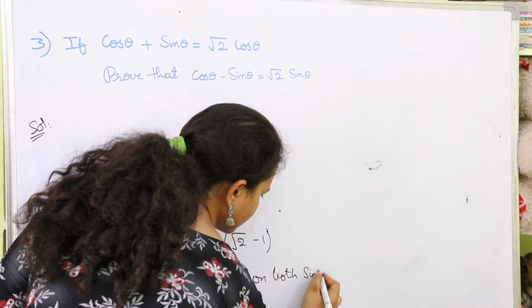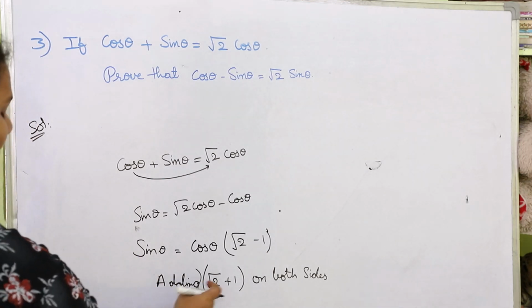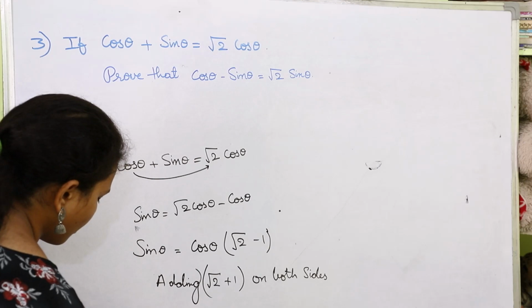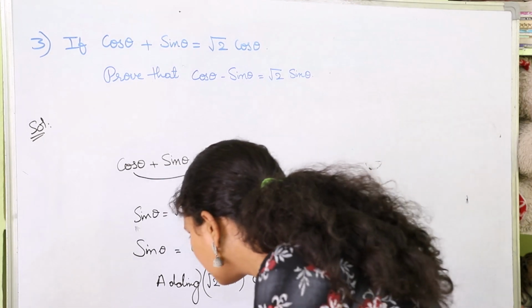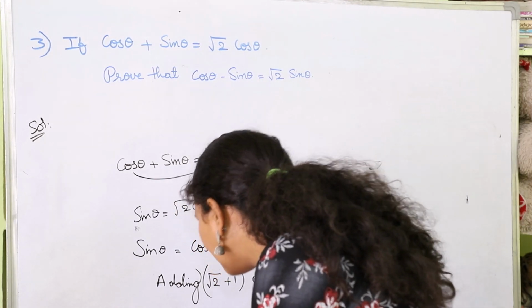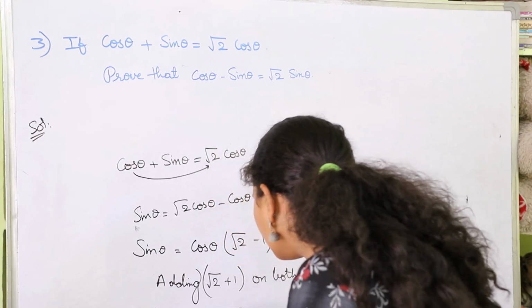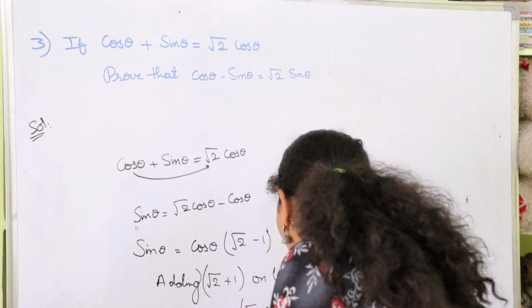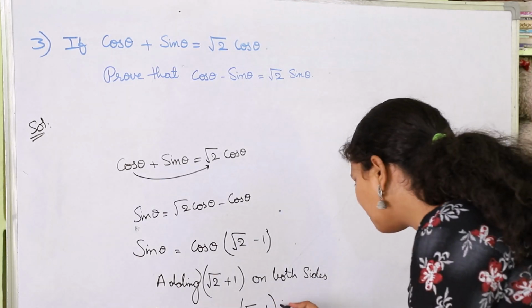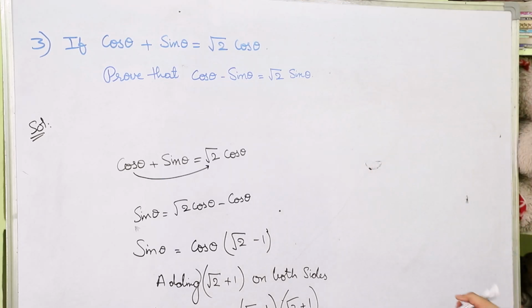Clear? Now sin theta, you add root 2 plus 1, so root 2 plus 1 into sin theta is equal to cos theta as it is, cos theta into root 2 minus 1. As I said, add root 2 plus 1. Guys, just look over here: you have root 2 minus 1 into root 2 plus 1.